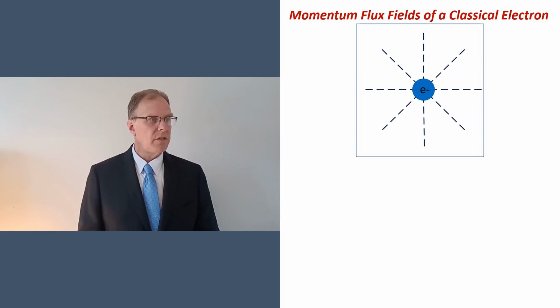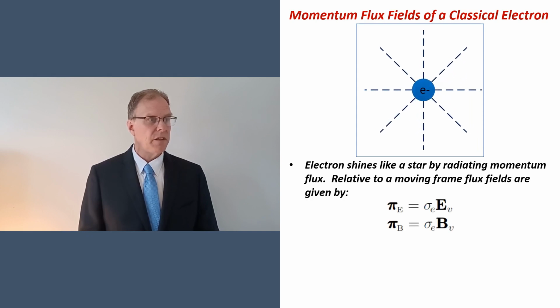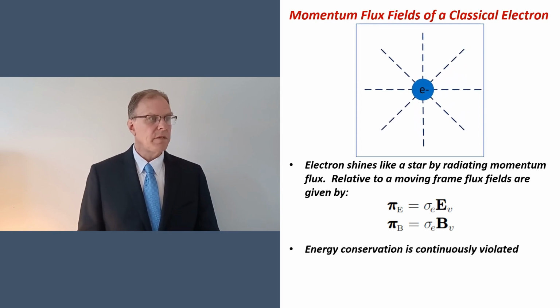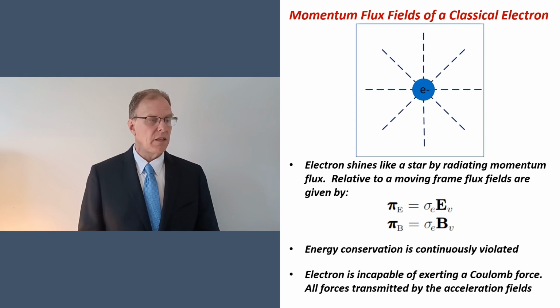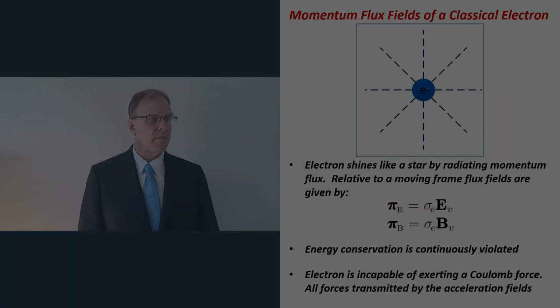When viewed relative to a moving frame, we would write electric and magnetic momentum flux fields given by these two formulas. Of course, what we're talking about here is a flagrant violation of the principle of energy conservation. Moreover, the absence of a Coulomb field means that the electromagnetic force can only be transmitted by transverse polarized photons radiating from the acceleration fields, which are not being discussed here.